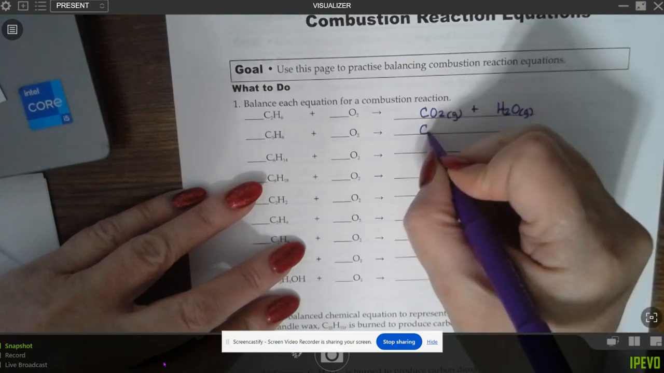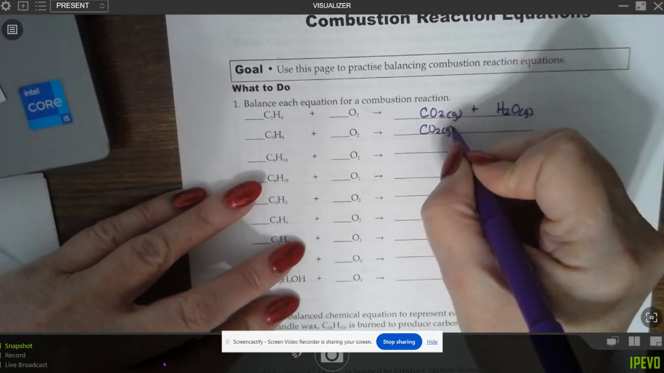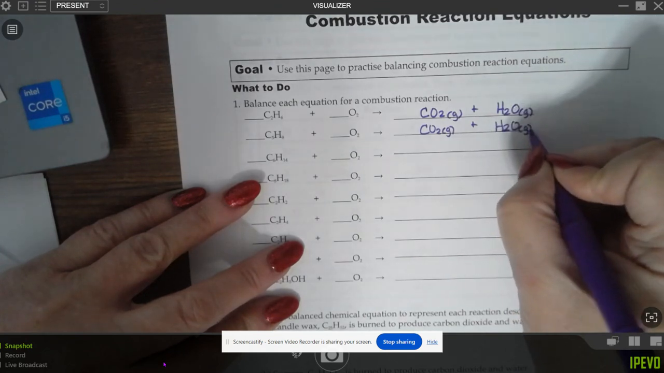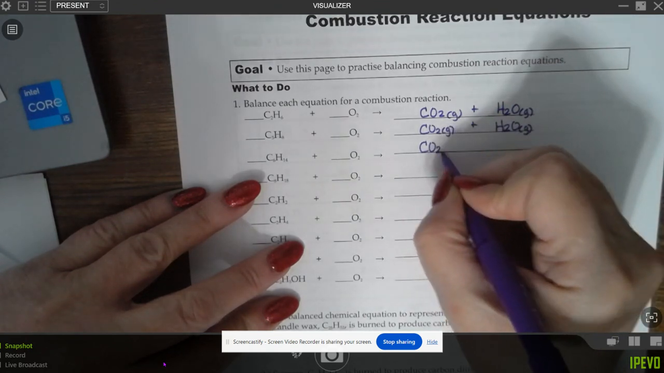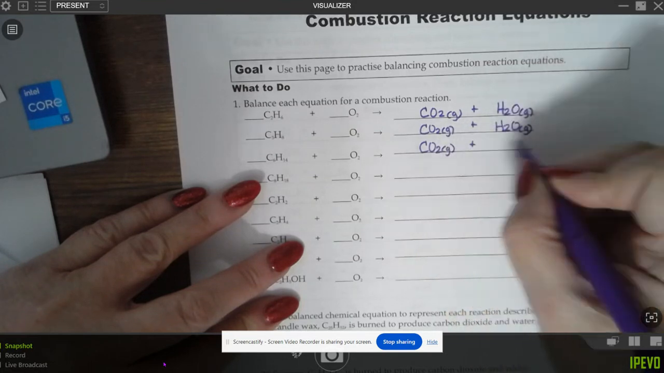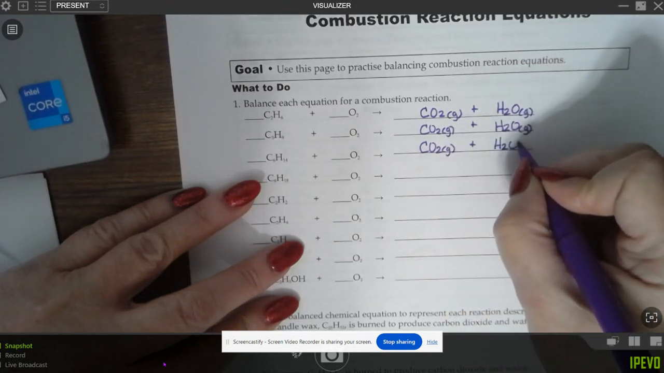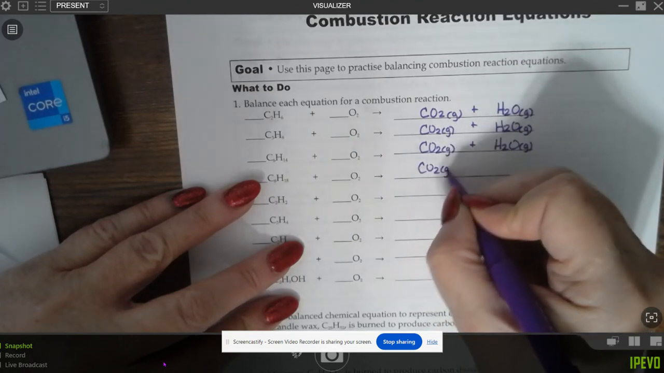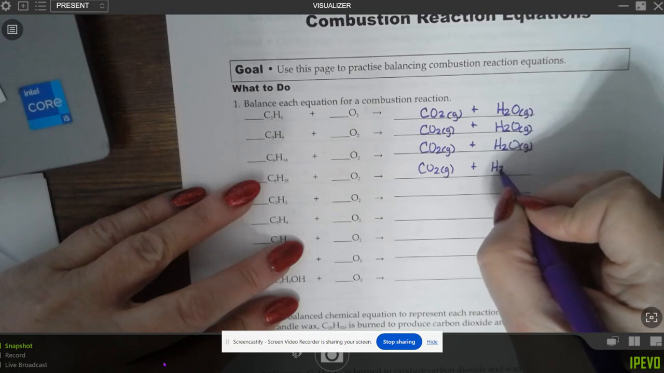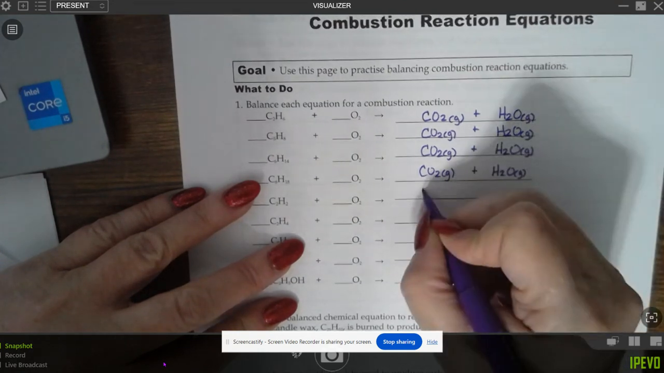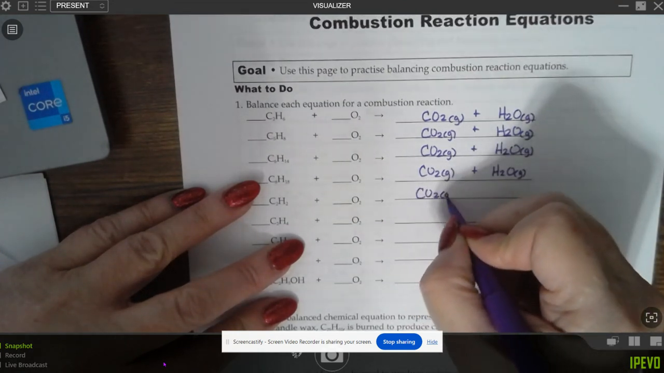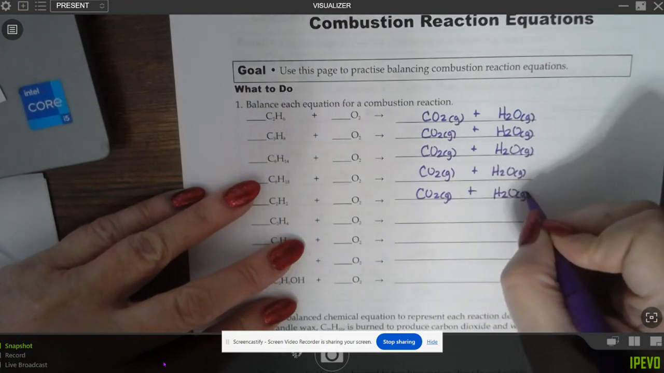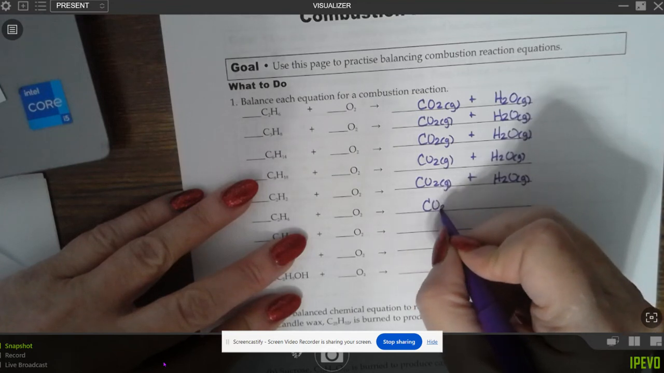So every single combustion reaction that you see is going to have the same products, carbon dioxide gas and water vapor. And I did this many times, and I'm predicting products first because I want to make the point. Never. You don't have to think about it.